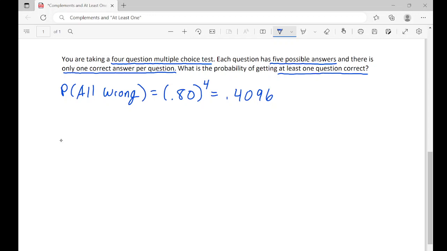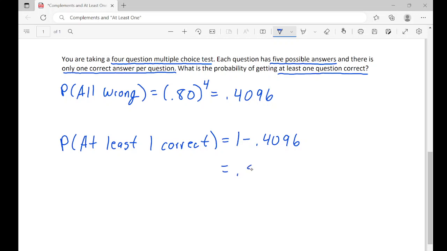Now we can use the complement rule to find the probability of at least one correct. So again, just like with before, we're going to do 1 minus what we don't want. So 1 minus 0.4096. And when we do that, we're going to get 0.5904. So using the complement rule, kind of going around a little bit, the probability of getting at least one question correct is 0.5904.